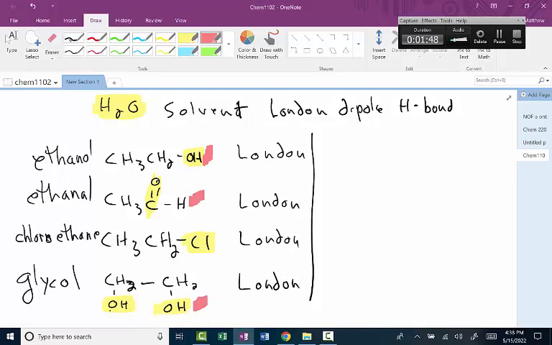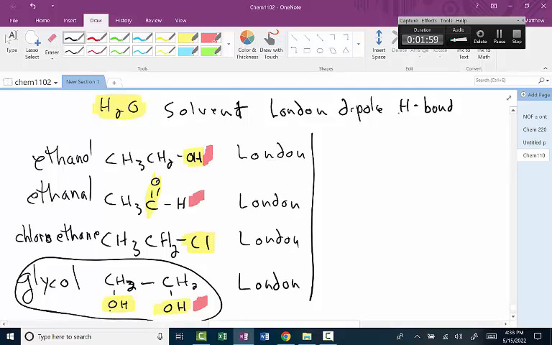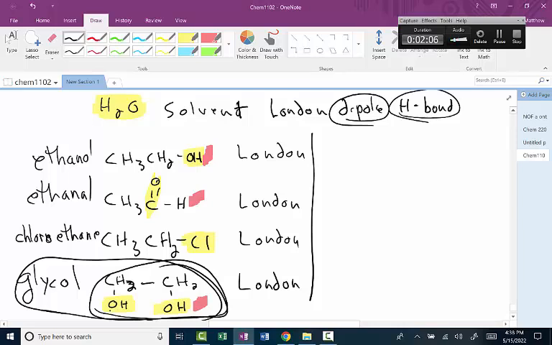So the one that has the strongest hydrogen bonding will be the glycol down at the bottom, because it has two OH groups that can both hydrogen bond. And since water has a lot of H bonding and a lot of dipole, glycol down here at the bottom is going to be the most soluble one.